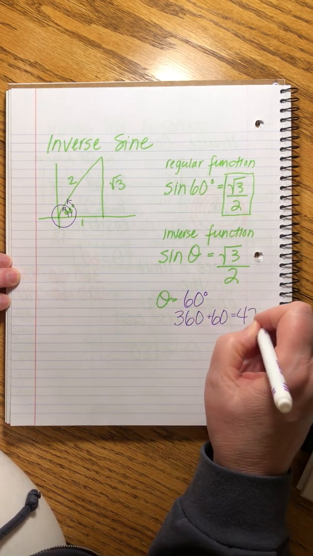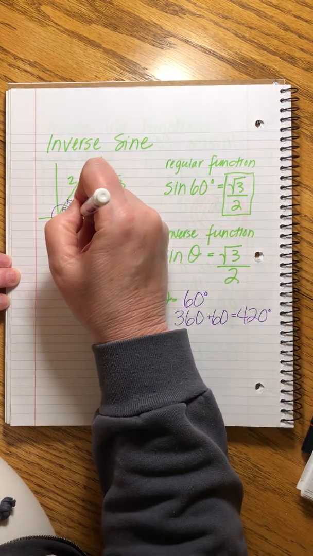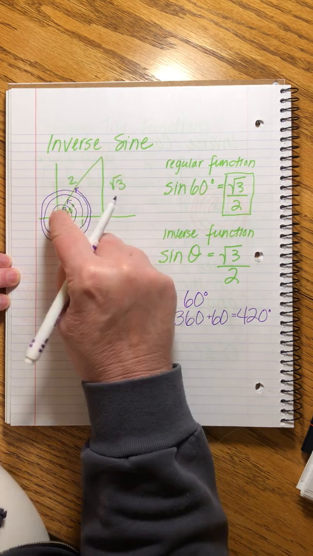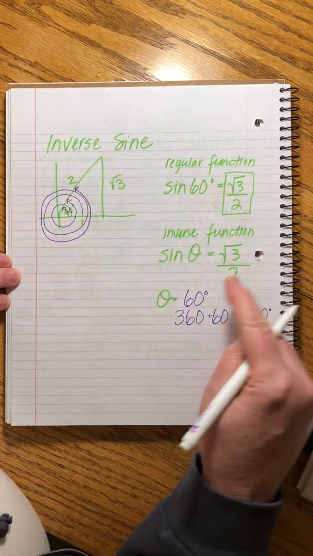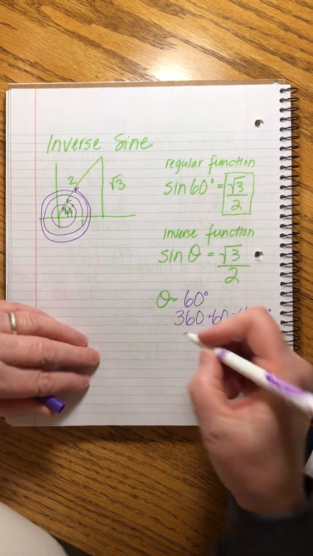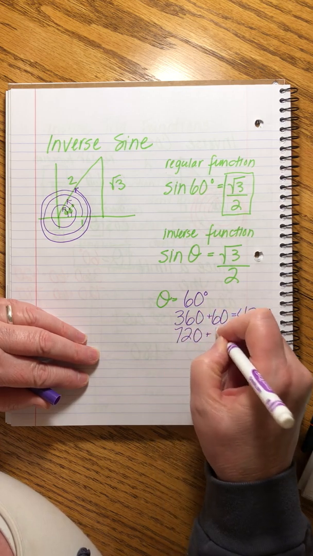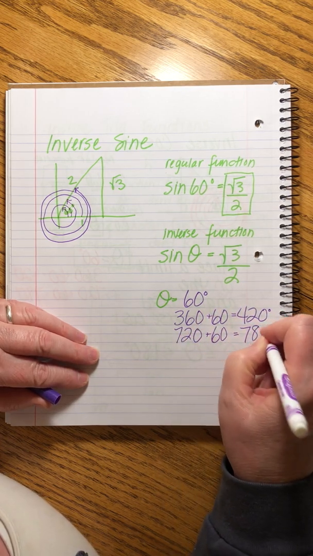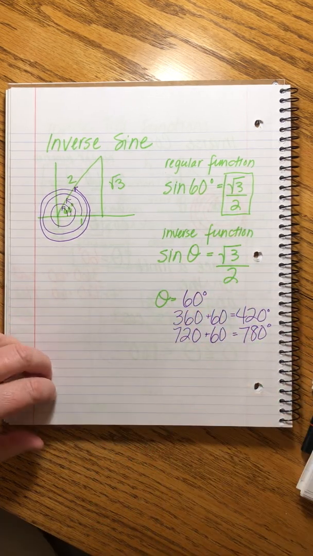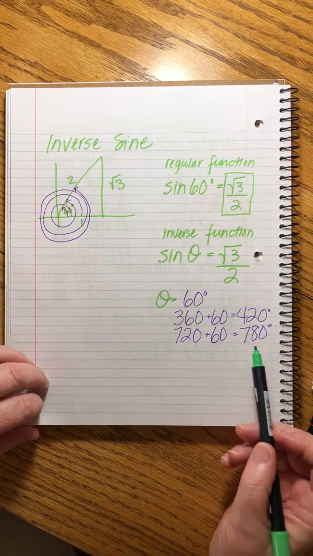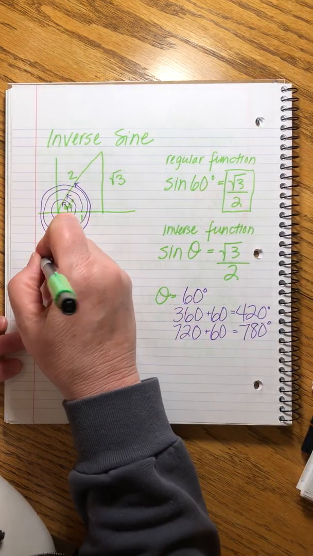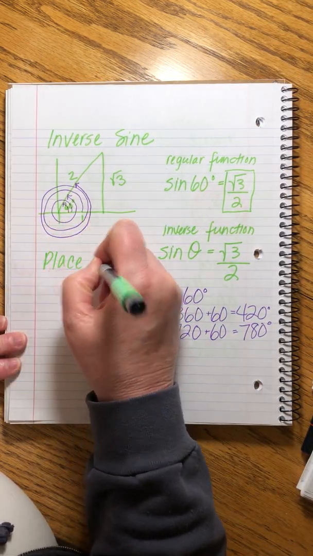Again, all of these same combinations, right? It could be a 420, or we could go around twice and stop at the very same line. As long as we're still stopping at this same line, all of those different angles are going to have a sine of square root of 3 over 2. 720 plus 60 equals 780. But we don't need to know about them all. That's just ridiculous trying to list, because it goes on to infinity, right? We just keep adding 360 to 60 degrees, and it would go on forever. So what we want to do is we want to place a limit.